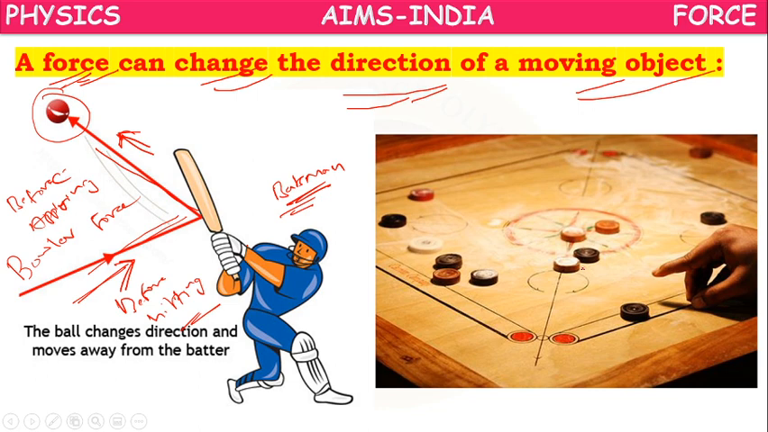Or if you take the example of a carrom board, here you have a striker, here you have a coin. Suppose with the help of the striker, you hit the coin, what happens to the coin? You are hitting in this direction, but because of the interaction of the striker and coin, the striker may go this side, the coin may go this side. So the direction of the striker and coin both change because of the force.